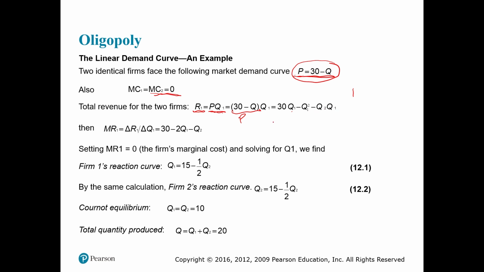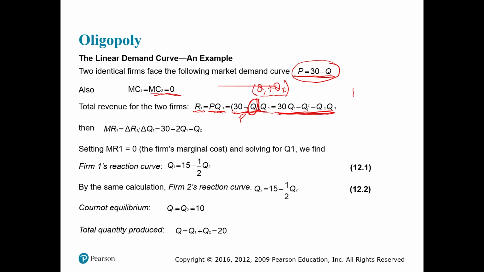This is the way it works. We solve 30 Q1 minus Q1 squared minus Q1 Q2, because this is the total revenue for the firm. Here Q is total Q, not Q1. So we can write Q as Q1 plus Q2. So it is 30 minus Q times Q1, where Q is replaced by Q1 plus Q2 because there are two firms, and then we expand it and get this.